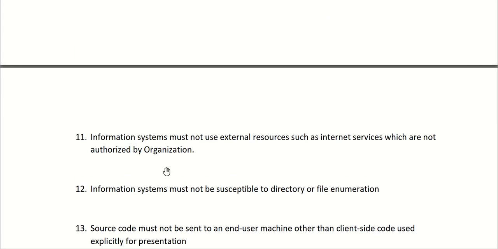Let's move on to the 11th point. Information systems must not use external resources such as internet services which are not authorized by the organization. The web application or RESTful services which you are making use of, there will always be scenarios where you make use of some external services. Just take an example of getting the IP address of your machine. You find some fancy service which simply helps you to get the IP address of your machine.